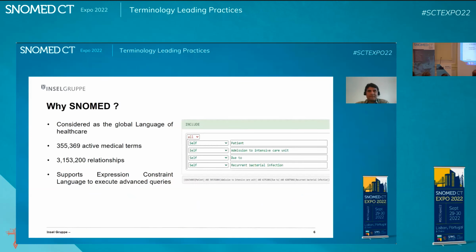I don't think I need to introduce why we needed SNOMED, because I guess everyone knows about SNOMED CT. It is considered a global language of healthcare. It has more than 300,000 active medical terms and almost 3 million relationships, and it supports the expression constraint language to execute advanced queries. One can also do pre-coordinated queries and post-coordinated queries. On the right side, I have given a small example of what can be done by using the SNOMED query language.